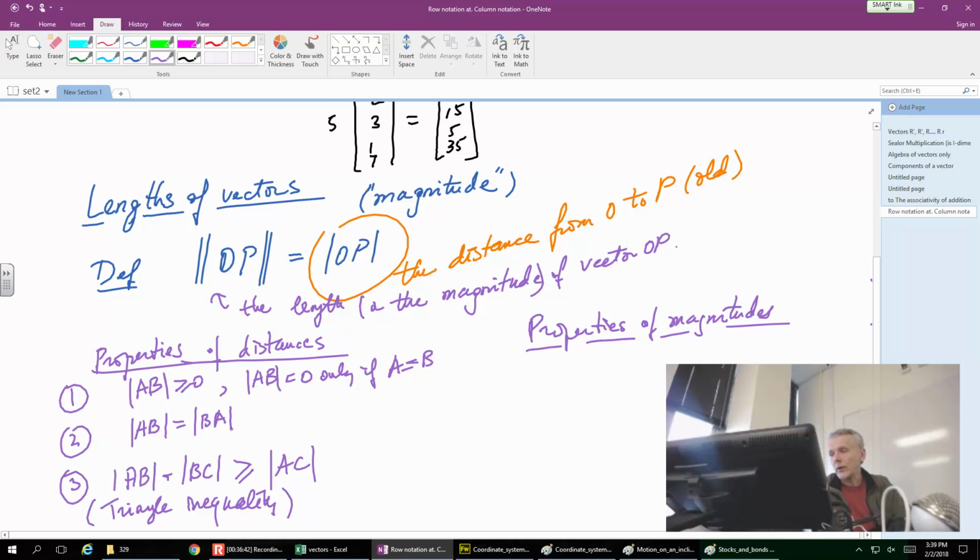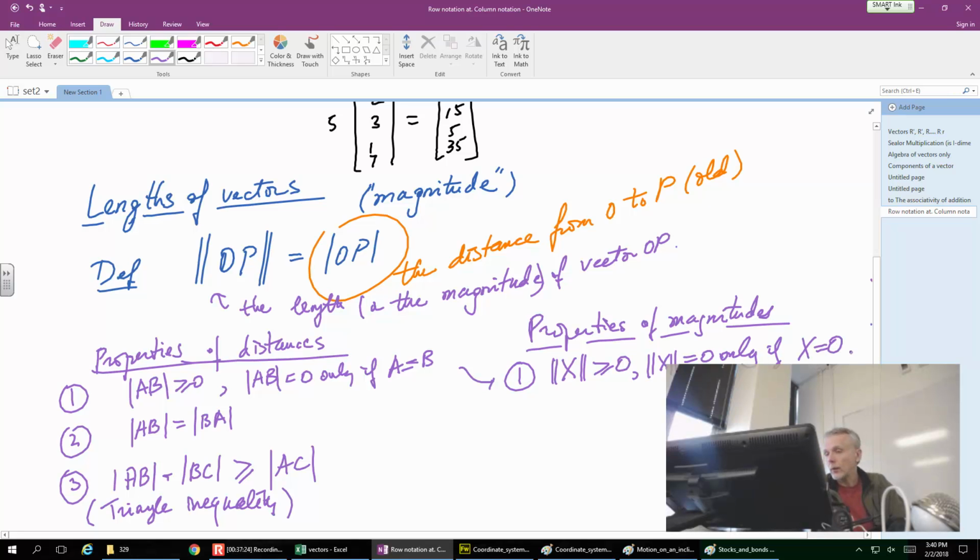Okay, so let's try to understand what it tells us about properties of magnitudes. So property number 1: the magnitude of a vector, let me put x here for a vector, is always larger than or equal to 0. Okay, and it is equal to 0 only when? The 0 vector, that's right. So x equal to 0 is the only vector with magnitude 0.